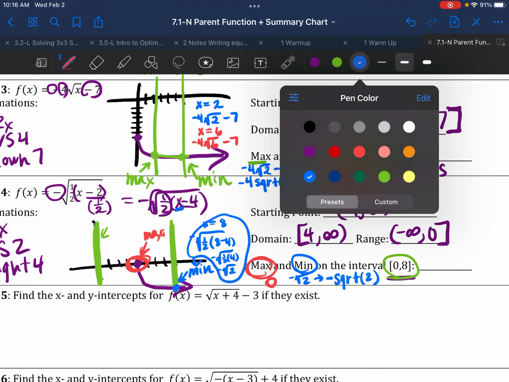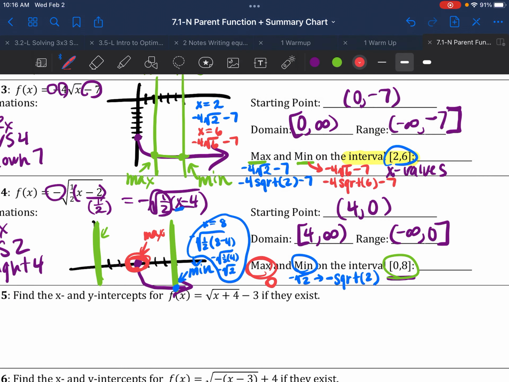If it was the maximum, you didn't even have to plug in the endpoint. It was 0. It landed right in between the x values they gave us. So just be very, very careful. You can't just randomly plug in these endpoints. You have to know where the starting point is in relationship to the interval.